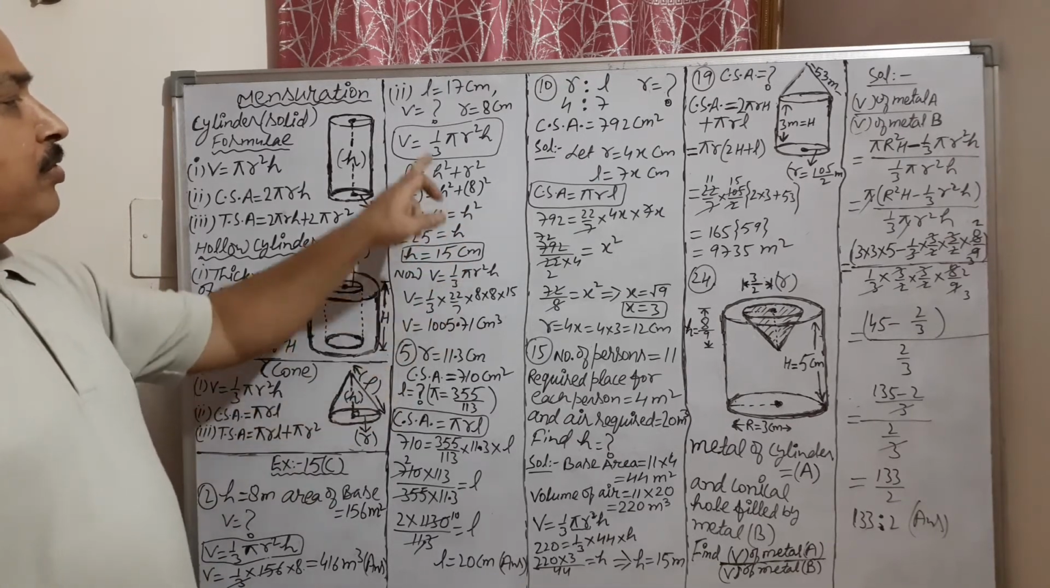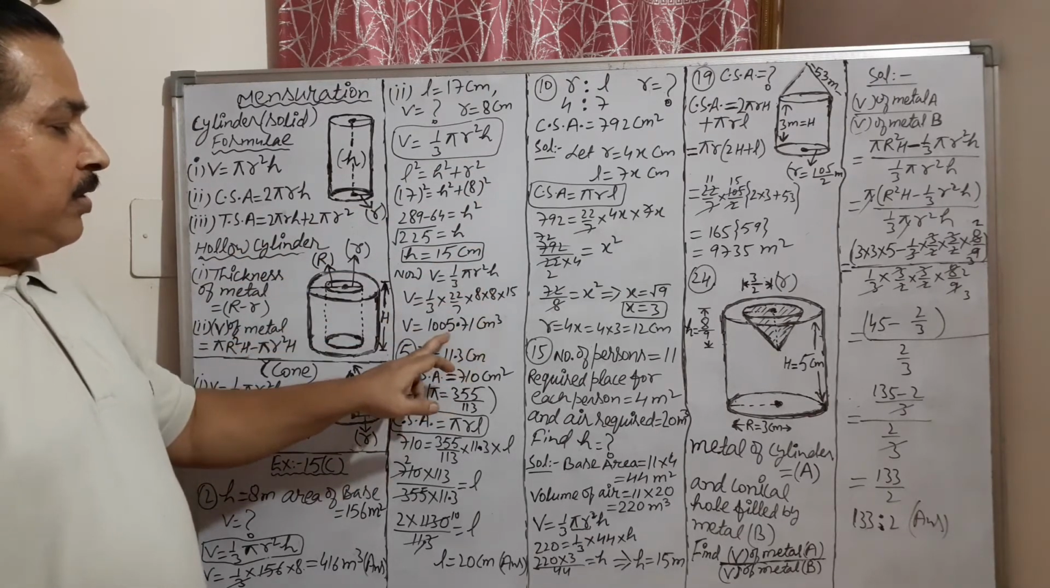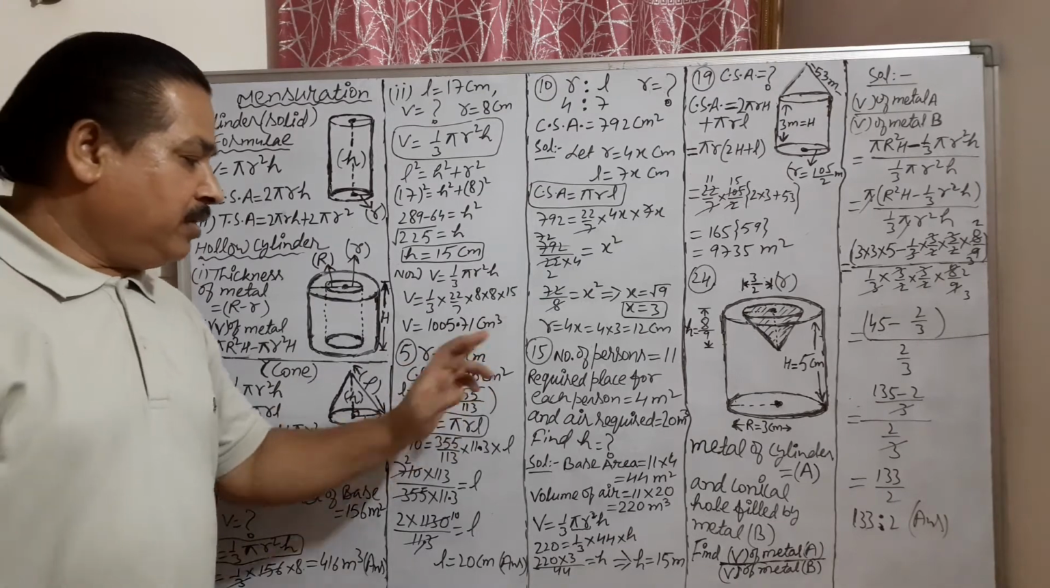Now volume is 1 upon 3 pi r square h. Put the h value, put the r value. What is the answer? 1005.71 centimeter cube.